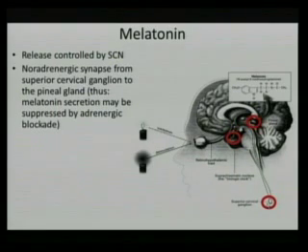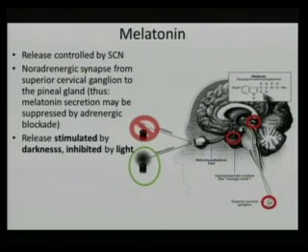Now, what's interesting about the fact that it's noradrenergic is that beta blockers can suppress melatonin secretion, and it's thought to be one of the mechanisms by which beta blockers can cause insomnia. Now, release of melatonin is stimulated by darkness and inhibited by light. I explain this to my patients by telling them that melatonin is kind of a shy hormone. It doesn't come out when it's bright outside. It's only coming out when it's dark.